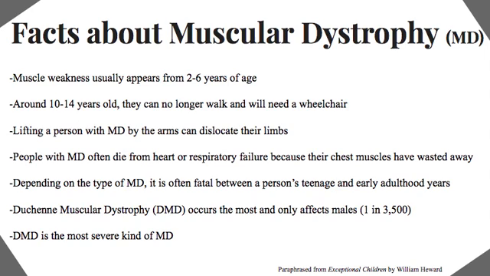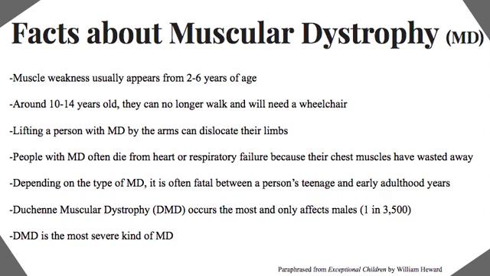As a teacher, parent, family member, or friend, lifting a person with muscular dystrophy by the arms is very dangerous because it can dislocate their limbs. People with muscular dystrophy often die from heart or respiratory failure because their chest muscles have wasted away. Because there are no muscles, it's hard for the lungs to breathe and the heart to pump. And the heart itself is a muscle too, so that's also wasting away.